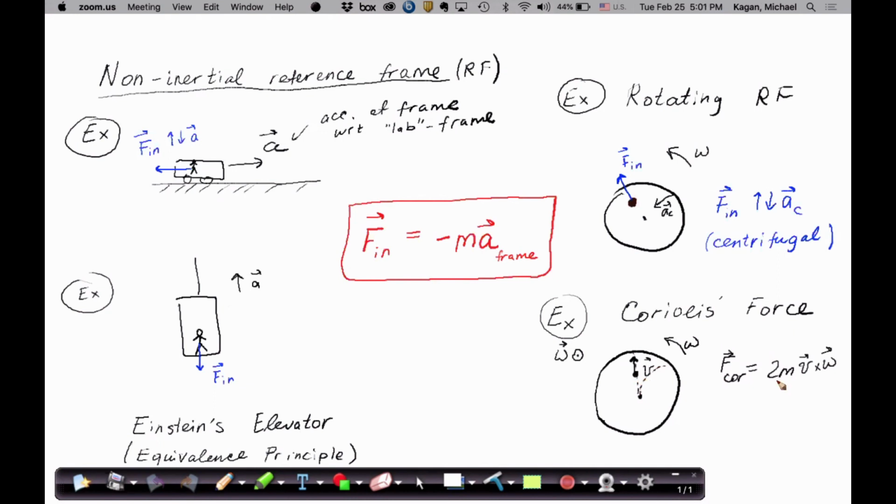So if you do v cross omega, you guys do that, right? And you will see that the force is actually to the right. Does that make sense? Okay. Or Coriolis force. Yeah, so it's easy to understand when you roll things on a disk.